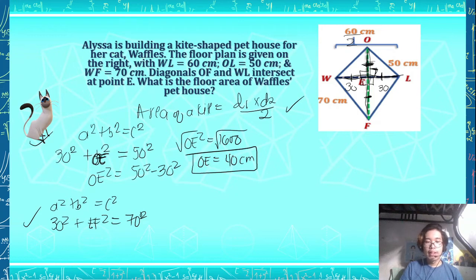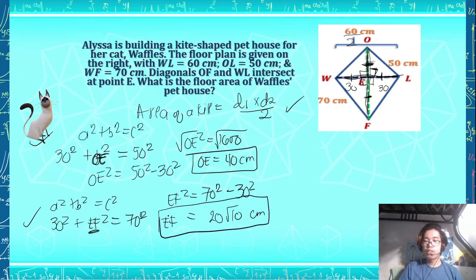Now we're on to solving for the value of EF. EF squared is equal to 70 squared minus 30 squared. We have 70 squared, which is 4,900, minus 900. That's going to give us 4,000. And the square root of 4,000 is 20 square root of 10. Therefore, EF is 20 square root of 10 centimeters.